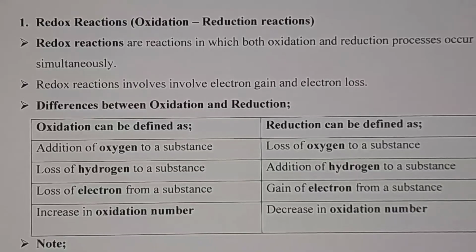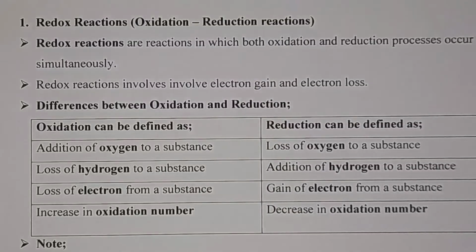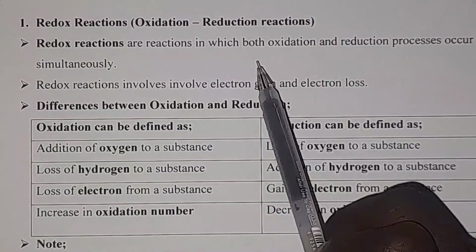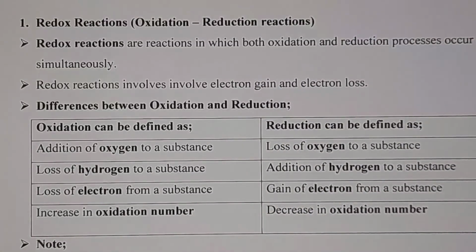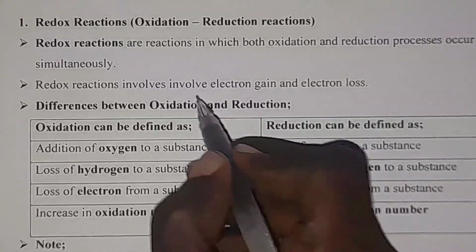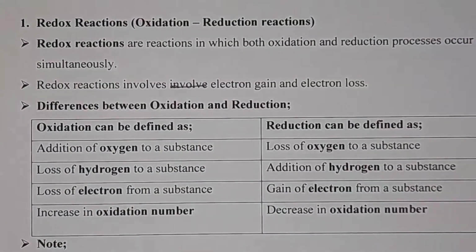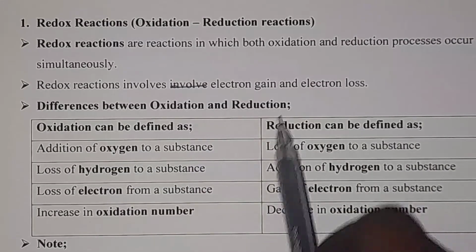Let us start with the first one, that's redox reaction, in other words, oxidation-reduction reactions. So what is a redox reaction? Redox reactions are reactions in which both oxidation and reduction processes occur simultaneously. So we are saying redox reactions involve electron gain and electron loss.